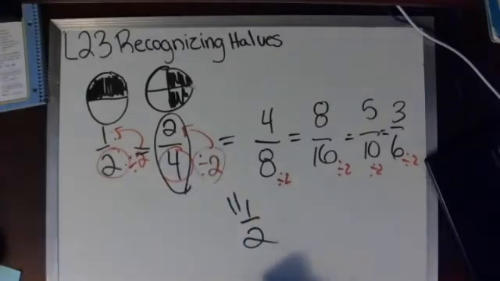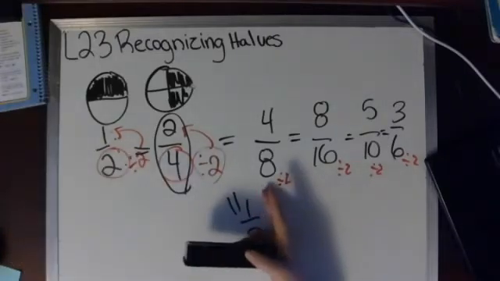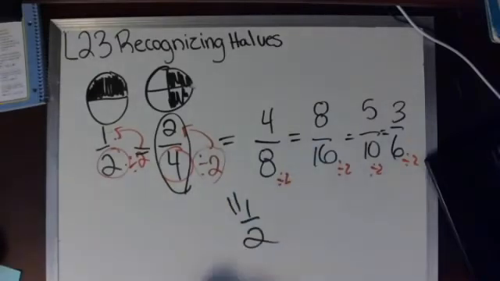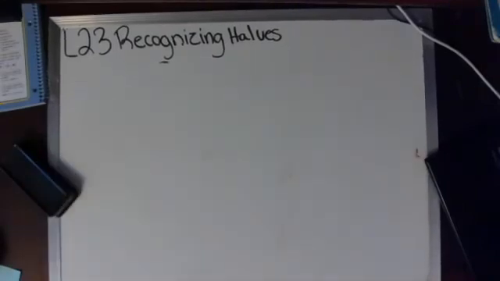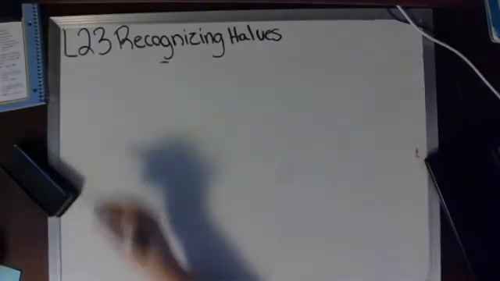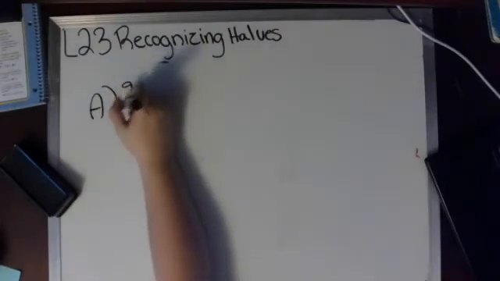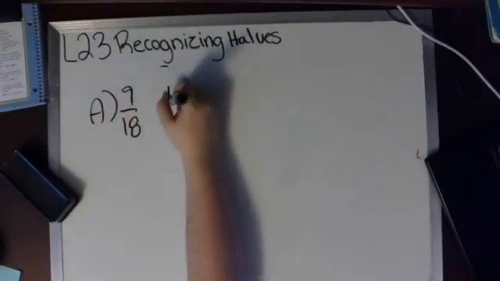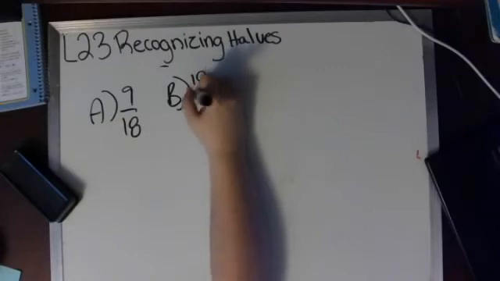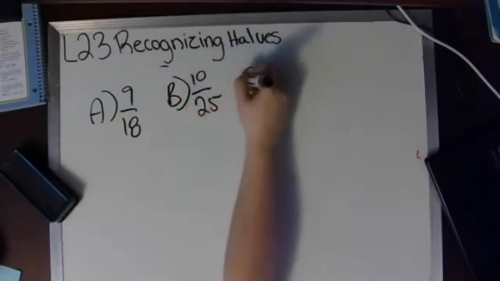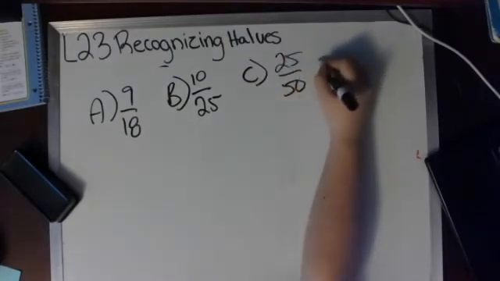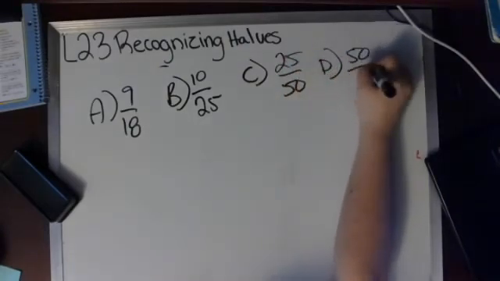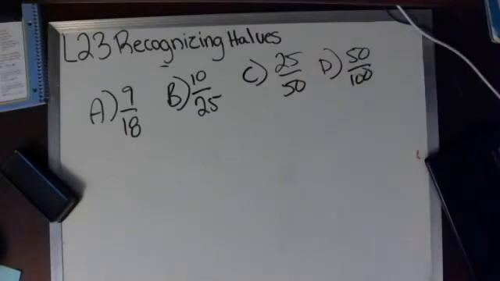Okay, now you can use this knowledge, dividing the denominator by 2, to help you in your comparisons. So let's pretend I had the comparison of A is 9/18, B is 10/25, C is 25/50, and D is 50/100. And I'm asked, which one of these is not equivalent to a half?